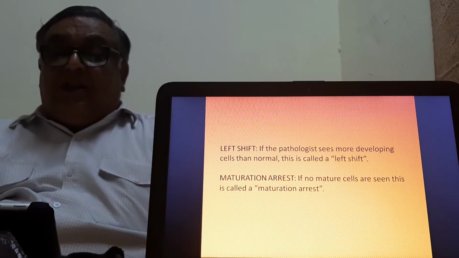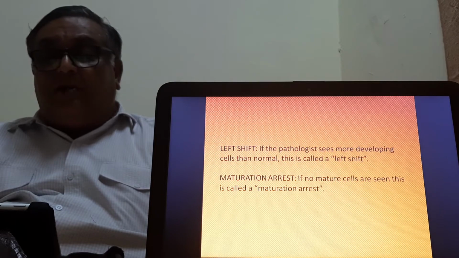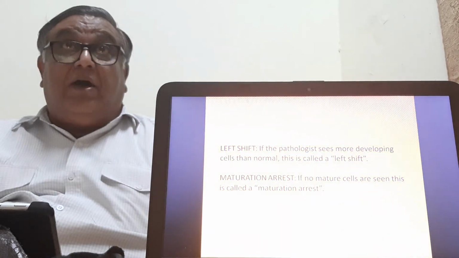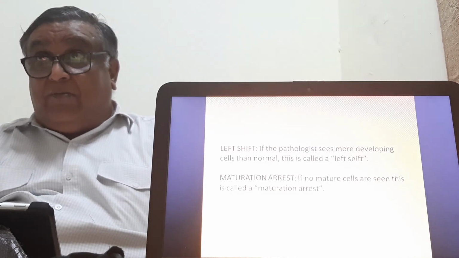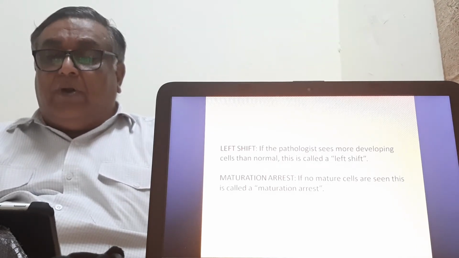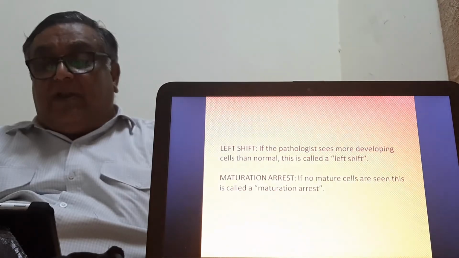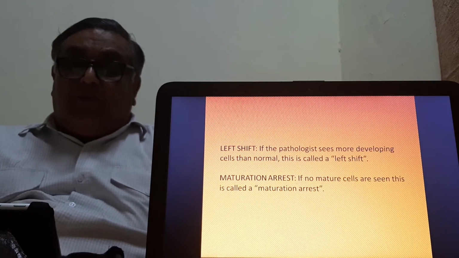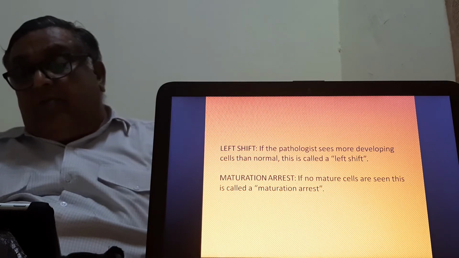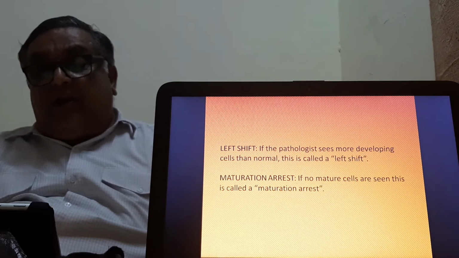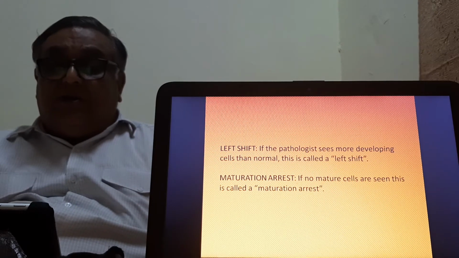A term used is left shift. If the pathologist sees more developing cells than normal, it is called a left shift. That means if blasts are seen more, or developing cells are seen more, if they are identified more, then we say that the marrow has a left shift. Maturation arrest is a term which is used when the cells stop maturing. We may find abnormalities in the bone marrow. We may find that it may be diagnostic for leukemia, metastasis, lymphoma.